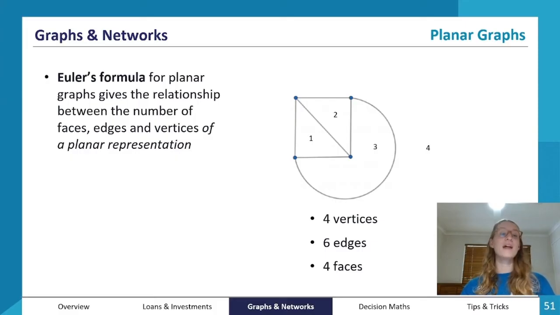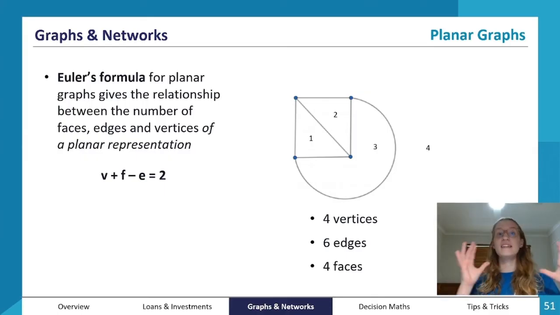Euler's formula for planar graphs tells us about the relationship between the number of faces, edges, and vertices of a planar representation. Euler's formula is only relevant and only applicable to the planar representation of the graph. And Euler's formula is V plus F take E equals 2, or the number of vertices plus the number of faces minus the number of edges equals 2. So Euler worked out the exact mathematical relationship between the number of vertices, faces, and edges for any planar graph, and this is what they found out.